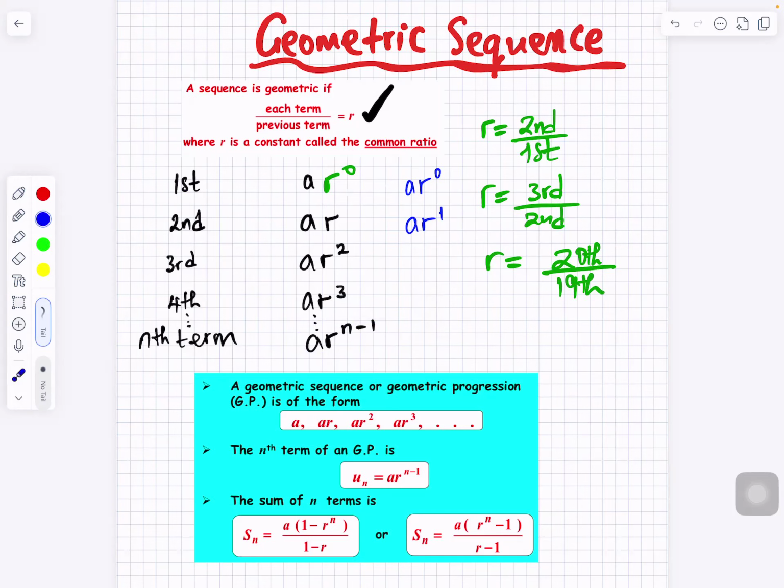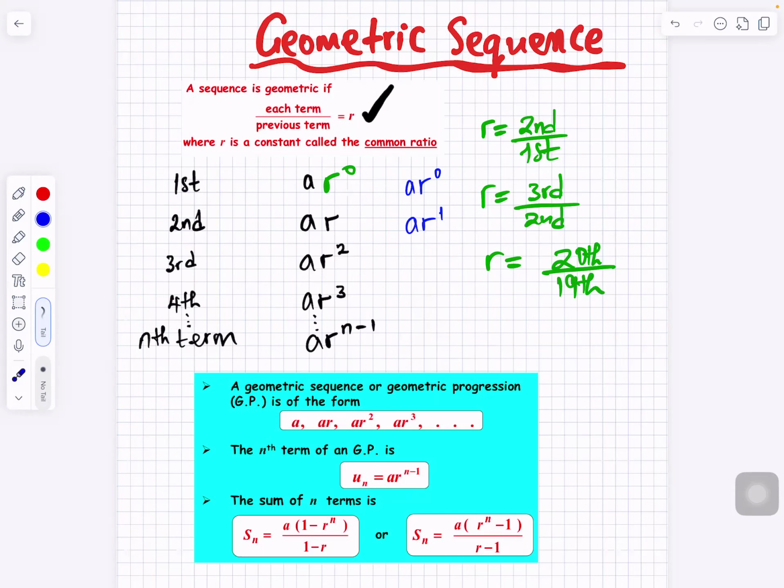So what I've got here in red is the geometric sequence or progression. The first one A, second AR, third AR squared. And then the general formula for the nth term, A R to the n minus 1.